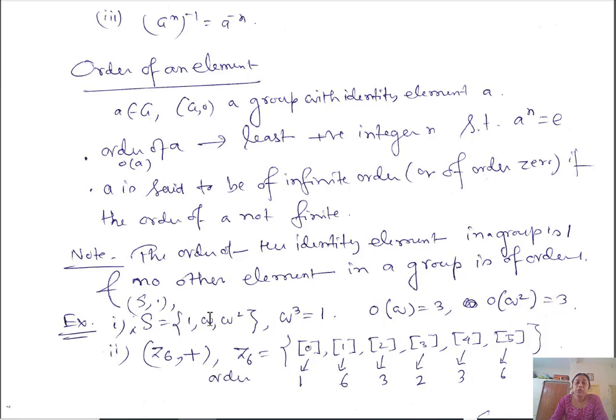Order means the least positive integer. To find the order of omega, you have to find the least positive integer n such that omega to the power n is 1, and the least positive integer is 3, for which omega cube is 1. This is also 3. For Z6 plus, you check the orders.